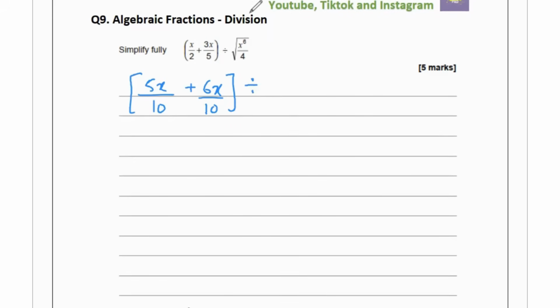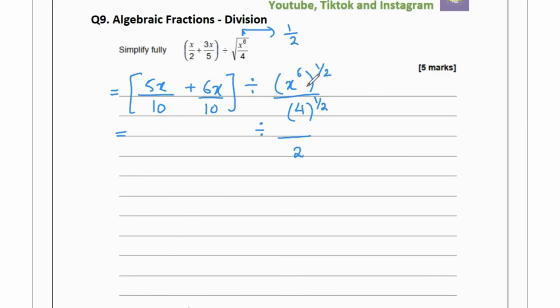Now for this fraction, it's square root of x to the power of 6 over 4. Now x to the power of 6 can be raised to the power of 1 over 2, because the root represents the power of 1 over 2. So if we replace the root with the power, it's x to the power of 6, whole power 1 over 2, and then 4 whole power 1 over 2. Now square root of 4 we know is 2. So this becomes 2 over here.